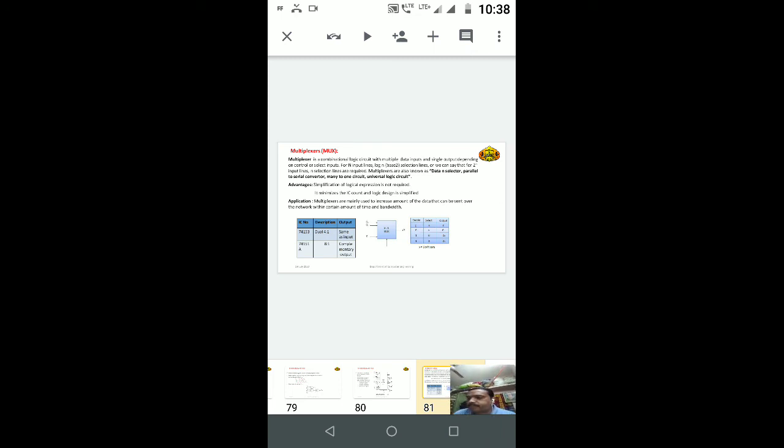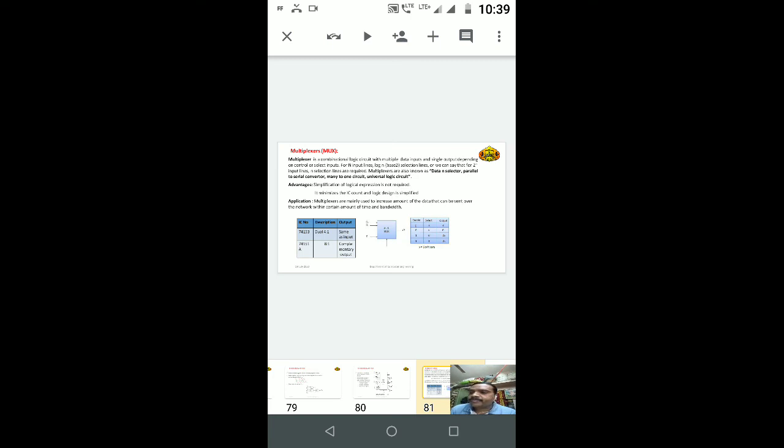So this is the next point, multiplexer. This is another application of the combinational logic circuit, because in this unit we see what combinational logic circuits are and what the applications of combinational logic circuits are. So this is one of the applications of combinational logic circuits, which is the multiplexer. A multiplexer is a combinational logic circuit with multiple data inputs and a single output, depending on the control or select inputs. In this multiplexer, more than one input is present, but the output is one, so it is also called many to one.